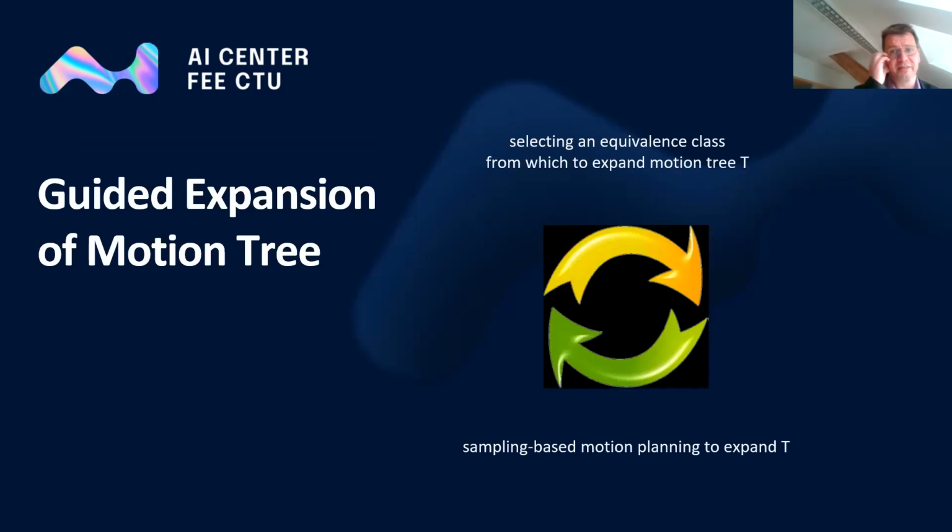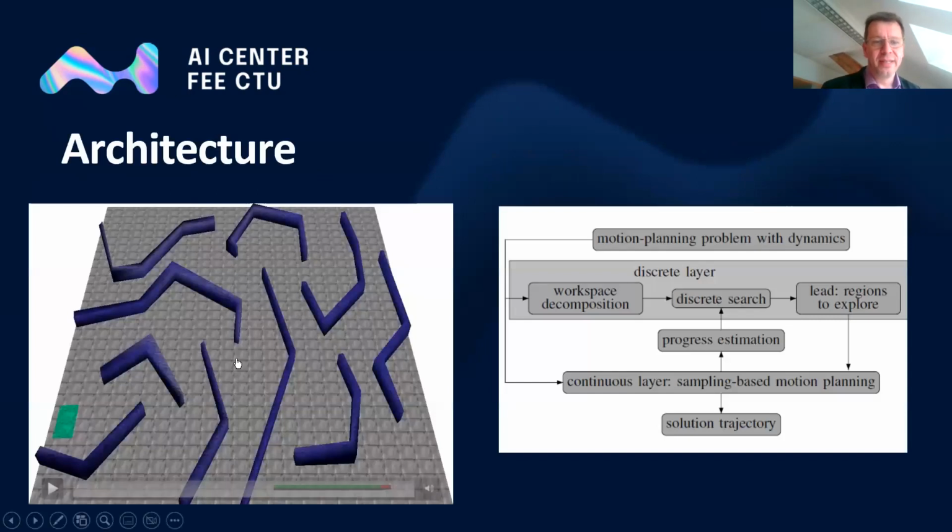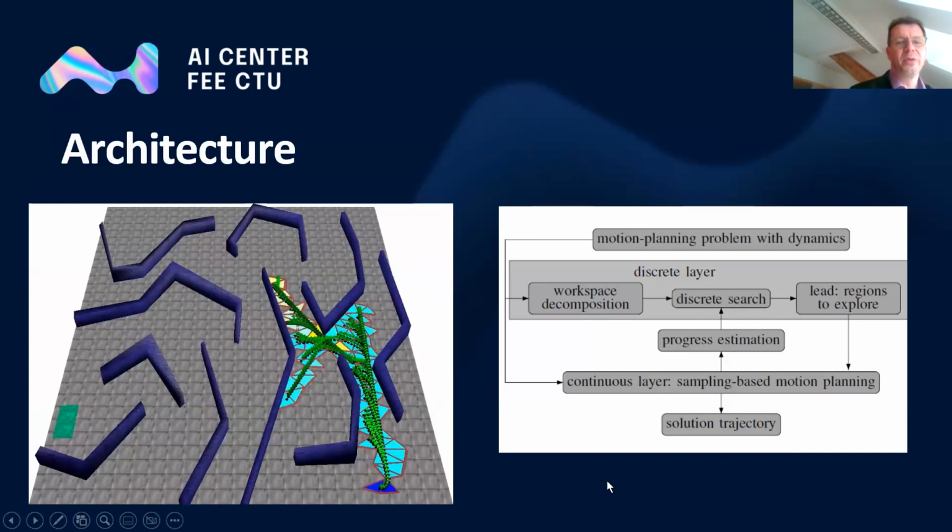So what is the idea then? We have to find some interplay between the continuous and discrete world. You need sampling-based motion planning to expand the motion tree and then select some equivalence class of your discretization, or where to expand it to, to somehow guide the search. Here you can see the idea at work. We are exploring the state, but we are exploring it in the direction of the goal, as A*-like algorithms will do.